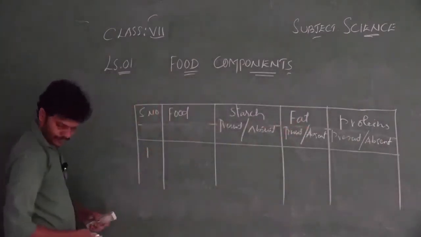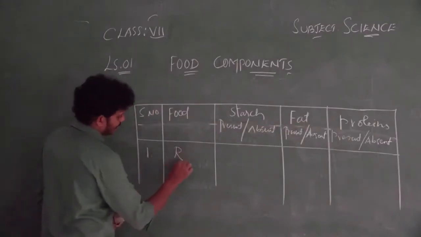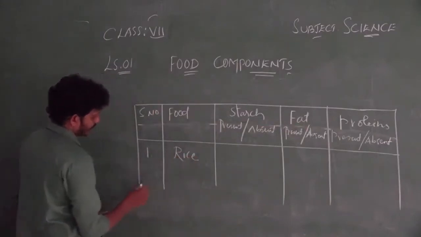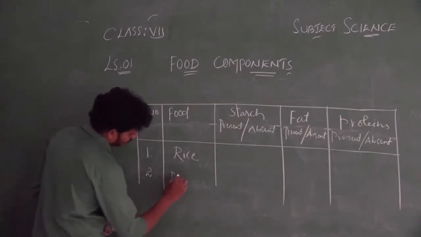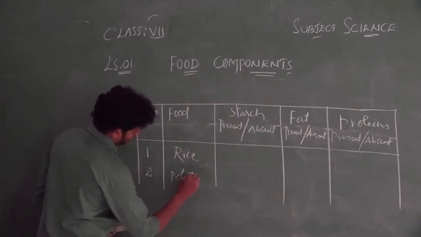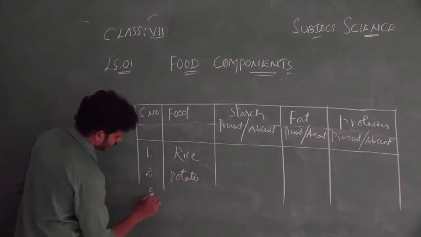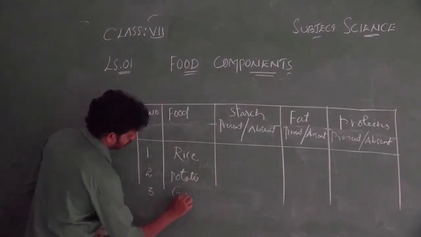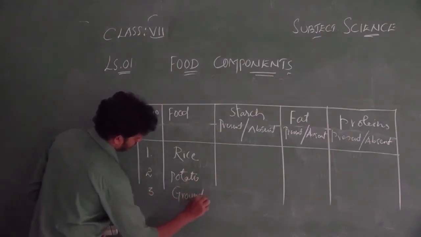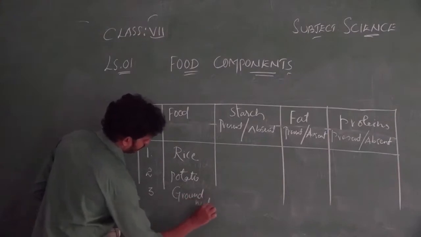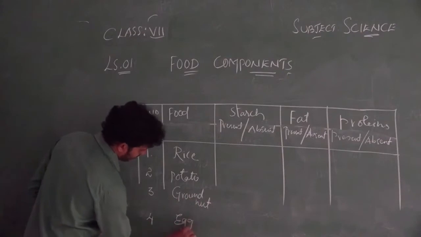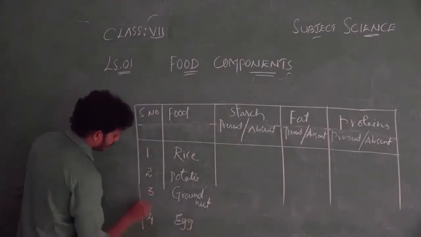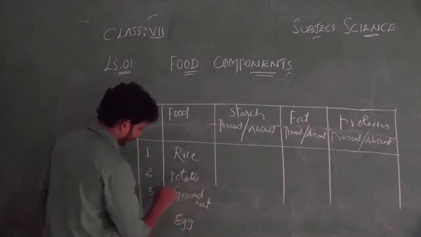First one, rice. Second, potato. Third, groundnut. Fourth, egg. Make a tabular form like this.